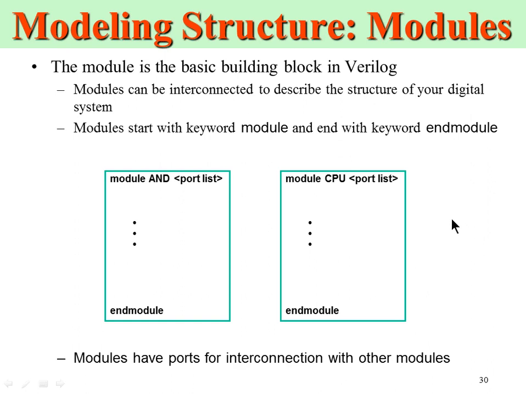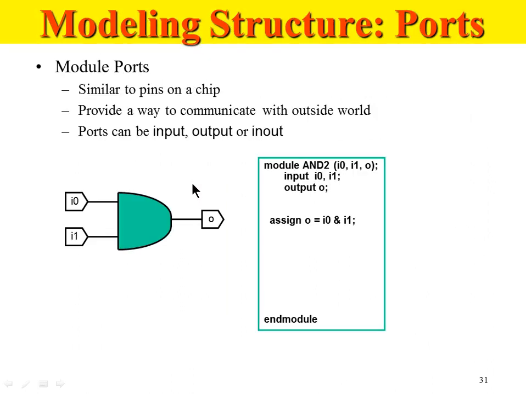Modules always have ports for interconnections. We'll see as we go forward. So this is a simple two-input AND gate. How do I model this two-input AND gate using Verilog? Module ports are similar to the pins on a chip. They help us communicate with the outside world. The pins or the ports can be input, output, or in-out, which is bidirectional ports.